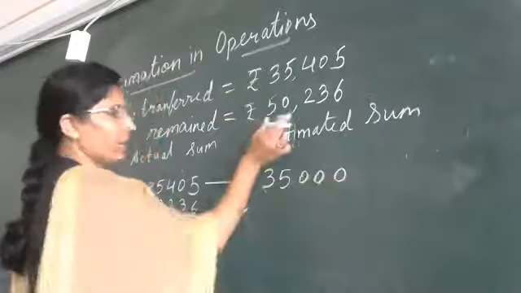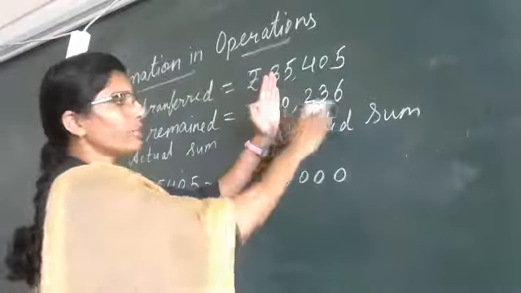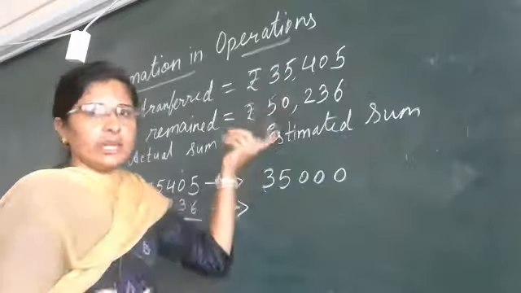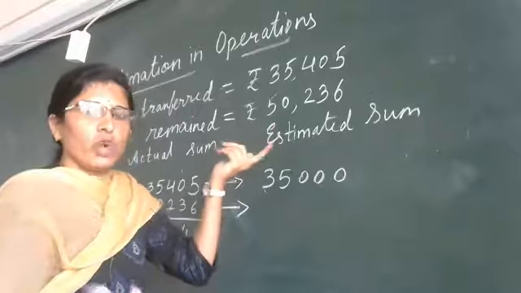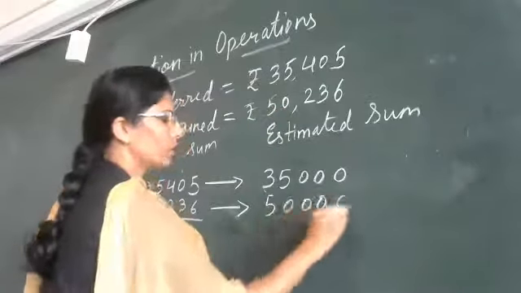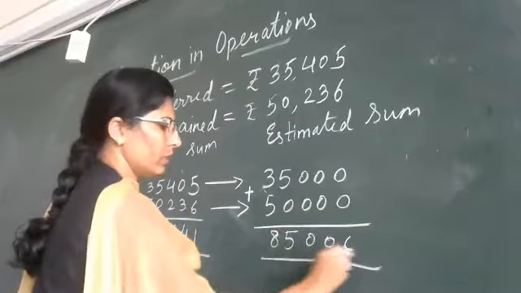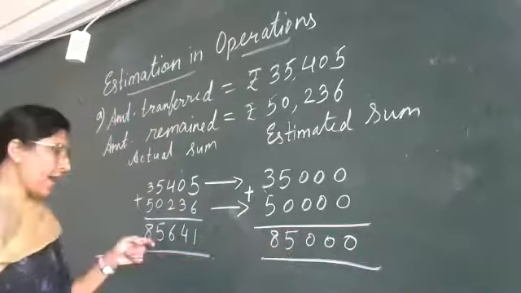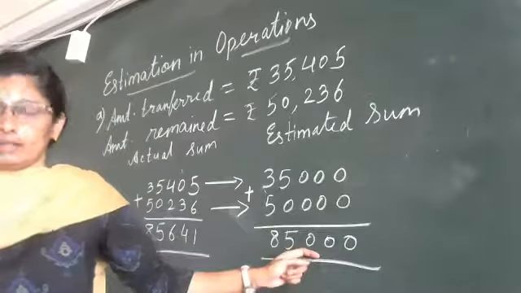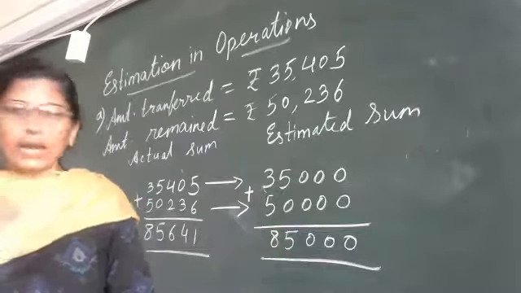35,000. Yes. Now here 50,236. Here 236 is nearer to what? It is 50,000. It will be 50,000 only. Yes. Not 1,000. 50,000 will be now. So what will come here when you add it? 85,000. So this is actual sum, 85,641. And this is estimated. Now tell me, they are nearly equal.